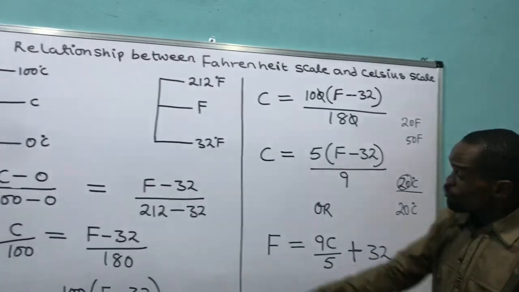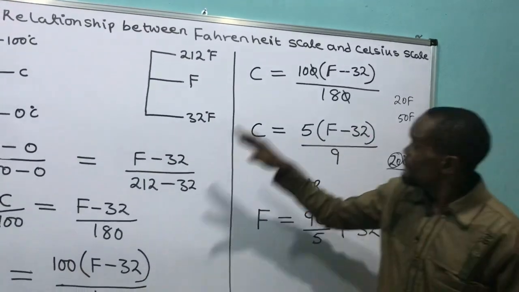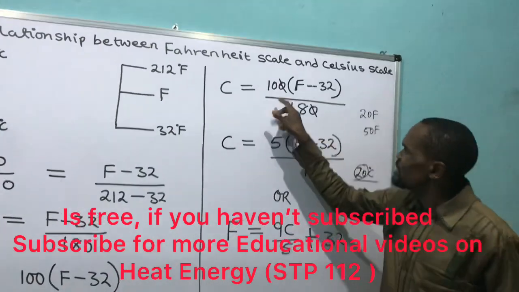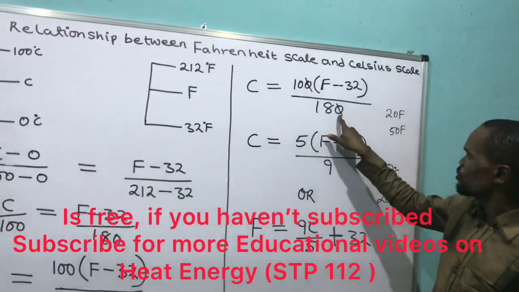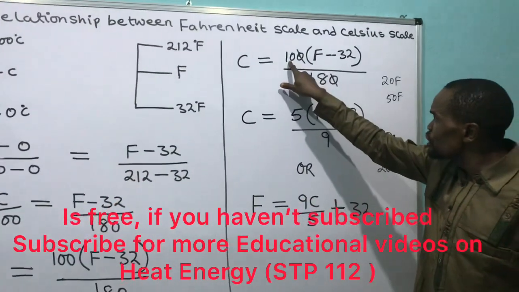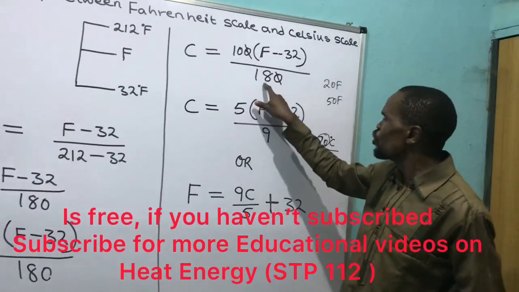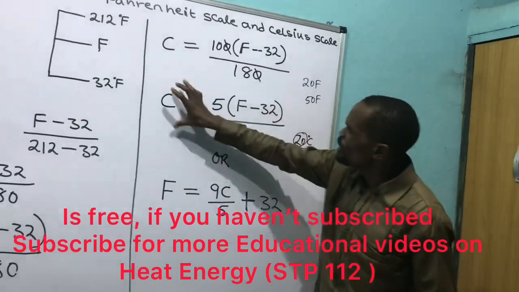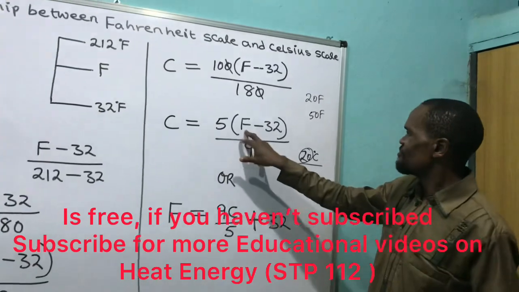Then coming to this, I have to reduce it. If you leave it like this, it is an answer, but if you reduce it the way I'm going to do it, it is also an answer. 0 cancels 0, then I remain with 10 here and 18 here. 2 goes into 10 five times, and 2 goes into 18 nine times. And that's the relationship between degrees centigrade and Fahrenheit.